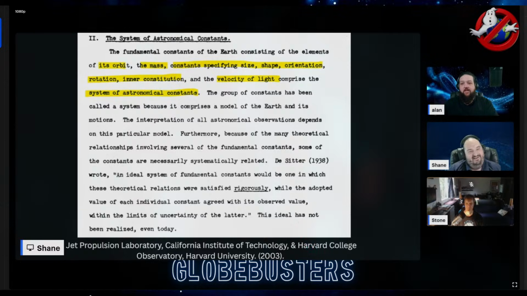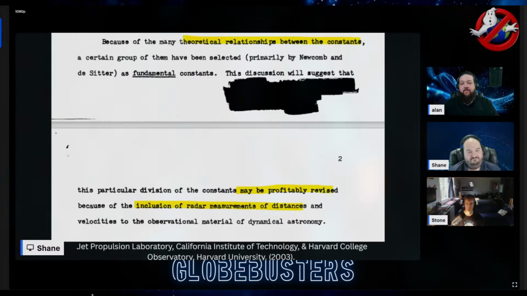We actually adjust our coefficients every year, though. So if you're using last year's ephemeris, you might be off by a little bit. You make sure you get your new copy.